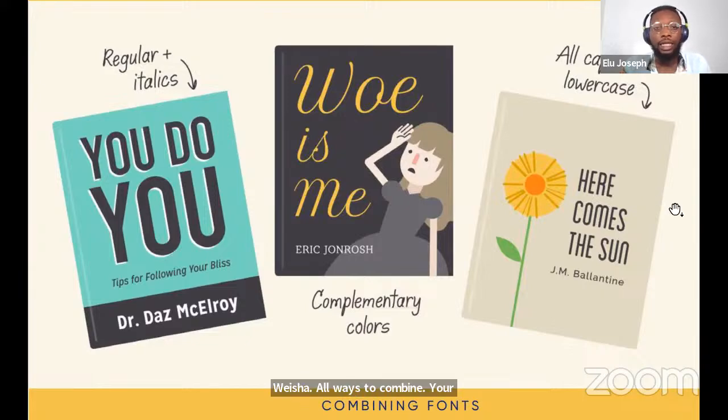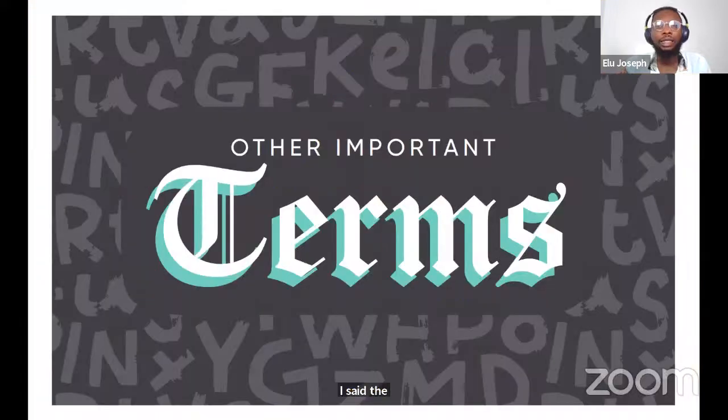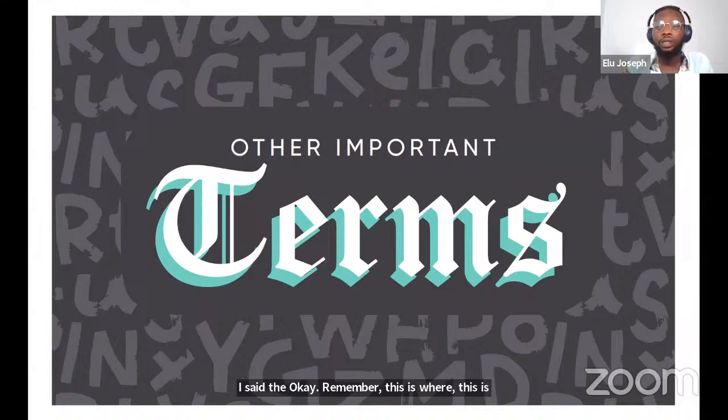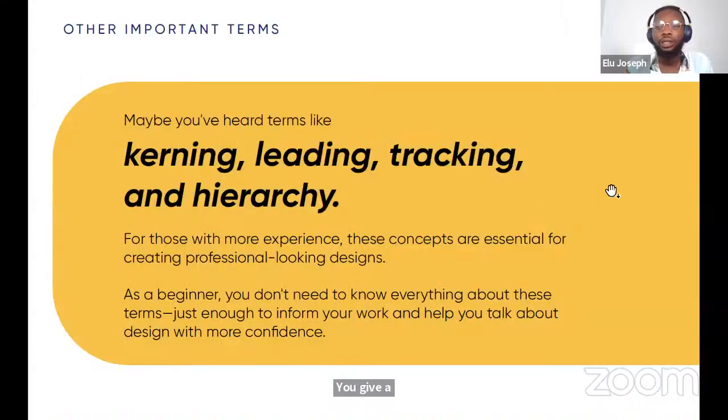Now, I said there are other important terms. Remember, this is where kerning, leading, and tracking come in. You already have an idea of hierarchy, but these are other terms.